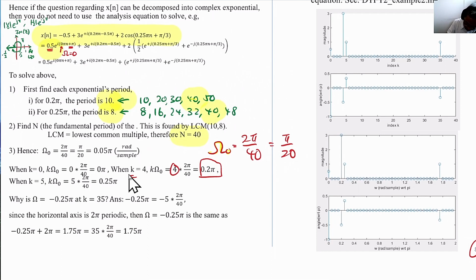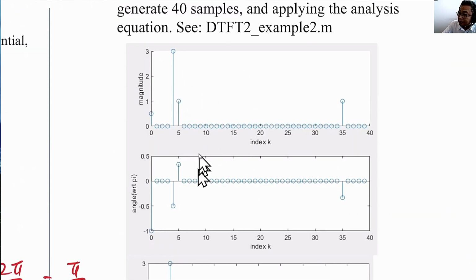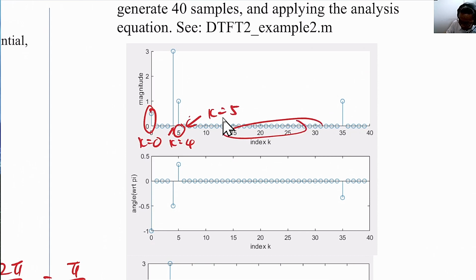And what about 0.25 pi? It is k equals 5. So the interesting thing will happen at k equals 4, k equals 5, as well as k equals 0 for the DC term 0.5. So let us go and identify. This is k equals 0, k equals 4, and k equals 5. The rest of the terms are 0 until k equals 35.